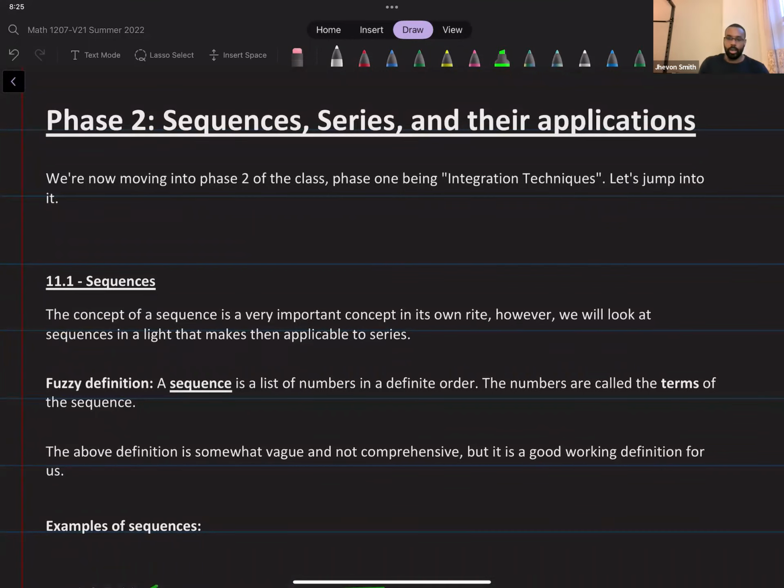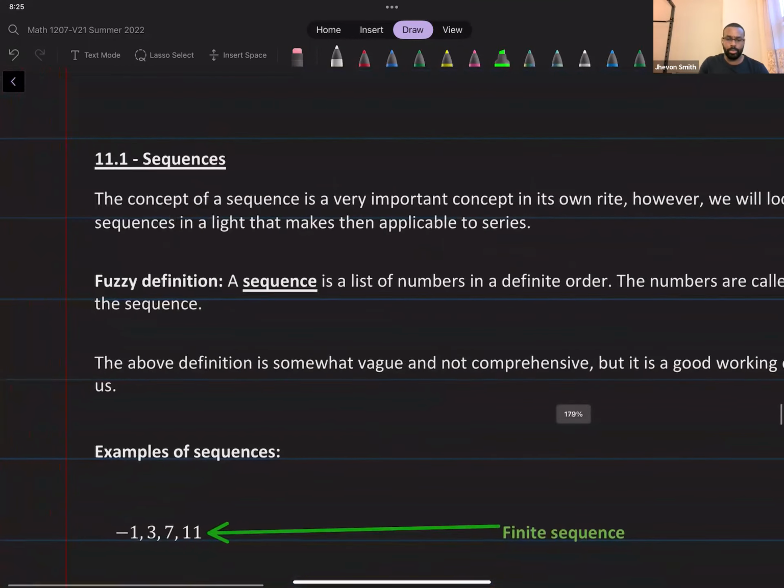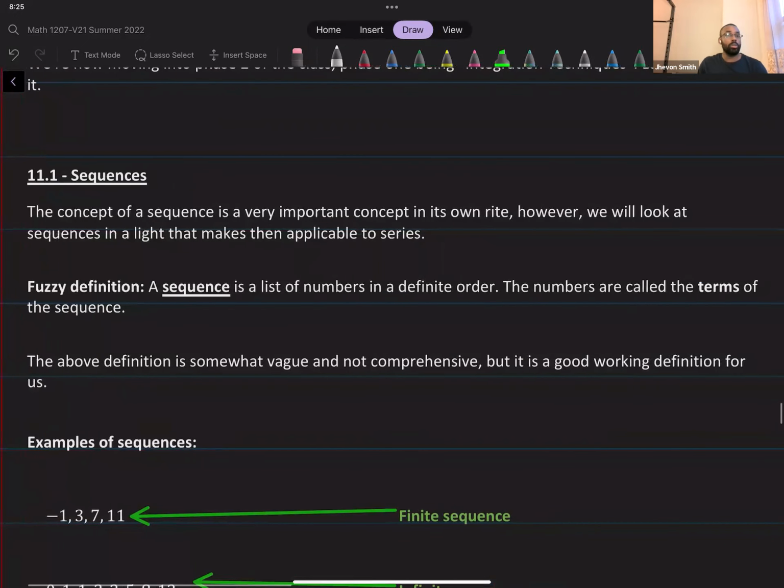Okay, so we're actually jumping to chapter 11. So we're going to talk about sequences. Now, like I said, the bulk of what we want to talk about is actually series, but you can't really talk about series without first knowing about sequences. So that's what we are going to talk about.